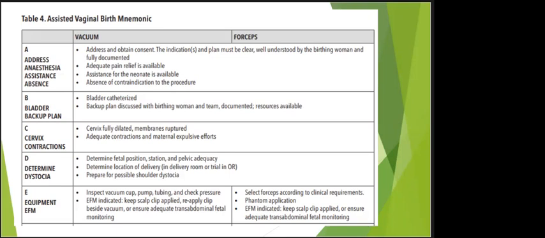C, the cervix should be fully dilated, fully effaced, and you should be having adequate uterine contractions because we also need assistance from the mother when you do the vacuum or the forceps delivery. You should know if there is no dystocia. You should know the fetal position, and you should be sure that there is an adequate pelvis in order for you to deliver the baby vaginally using the vacuum and the forceps.